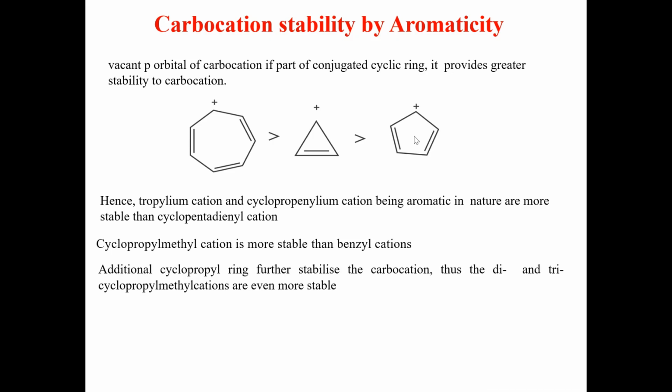Cyclopropylmethyl cation is more stable than benzyl cation. Why is this so? In cyclopropylmethyl cation, it has a bent bond. This bent bond is also called a banana bond. And this bent bond sharing will be more effective than in this. That's why it becomes more stable.